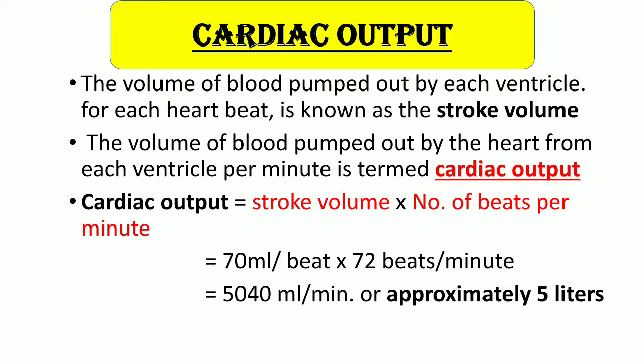Understood? So this is the stroke volume, and cardiac output is the volume of blood pumped out by the heart from each ventricle per minute. So that is the cardiac output. Calculated, it is the stroke volume times the number of beats per minute: 70 ml per beat, 72 beats per minute. That is 5040 ml per minute, approximately 5 liters. Understood?